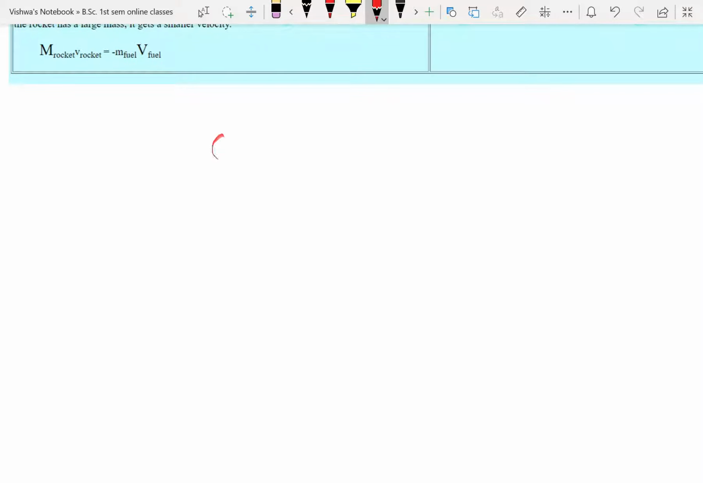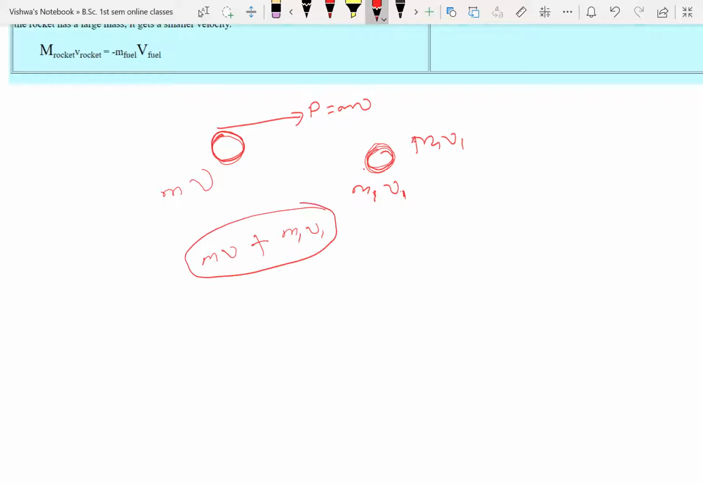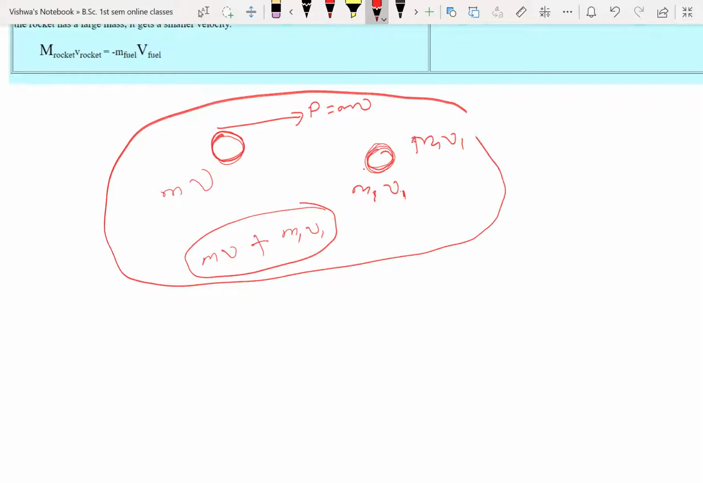Consider an object here. Okay, one more object is there. It has mass m and velocity v. Now its momentum is given by mv. And there is one more object with mass m1 and velocity v1, and its momentum is m1 v1. The total momentum is the sum of these two momenta, that is mv plus m1 v1. This is the total momentum if you consider this as an isolated system.